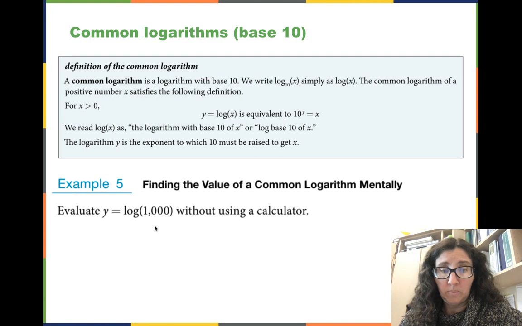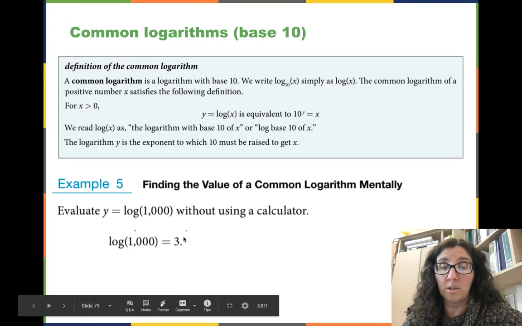So let's do this. y equals log of 1,000. Don't use a calculator. Let's think of it. It's asking a question, right? It's saying 10, the implied base, to what power equals 1,000? Well, 10 squared is 100, 10 cubed is 1,000. So it's going to be 3, right? 10 cubed equals 1,000.